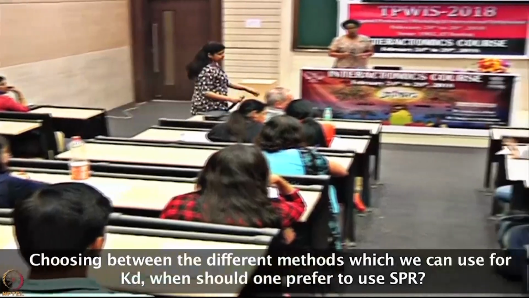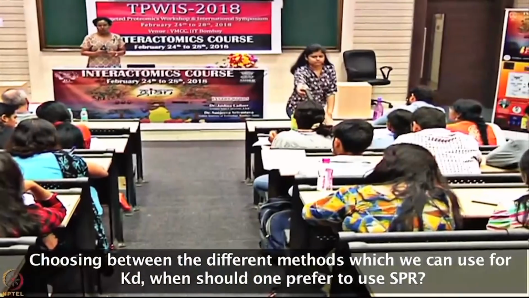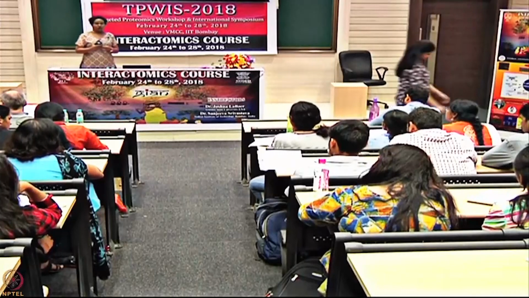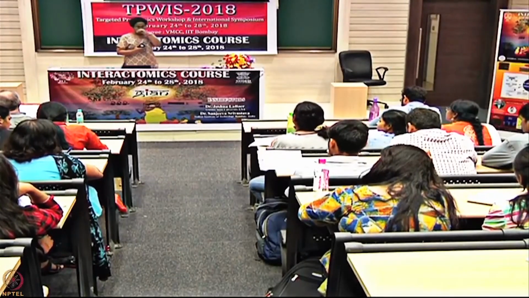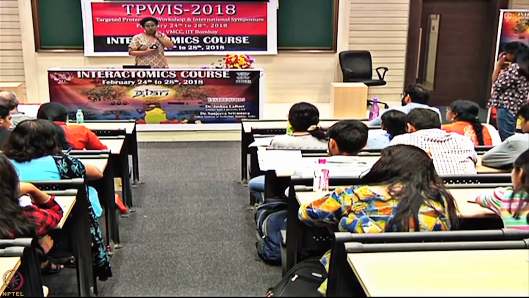Choosing between the different methods by which we can measure KD, for example, could you please suggest when one would preferably choose SPR?